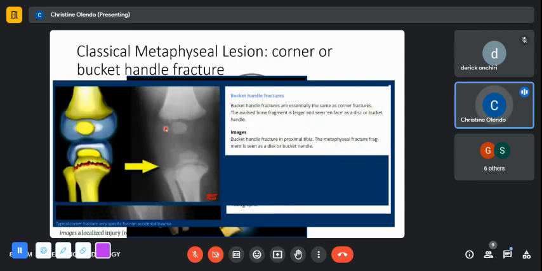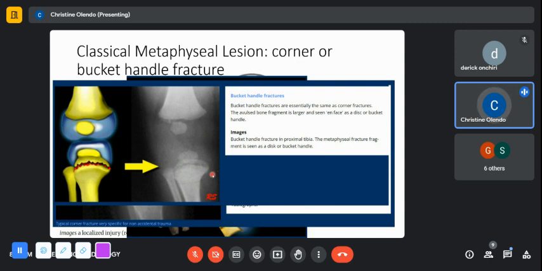Most common in the distal tibia, the distal femur, and the proximal humeri, and as we said, they are usually bilateral. And then you have the bucket handle fractures, which are seen around the same area as the corner fractures. These are avulsed bone fragments, and they're large, and they're seen en face as a disc or bucket handle. So these are metaphyseal fractures. When you see this, you have higher suspicion that there's abuse. So we go through cases now.